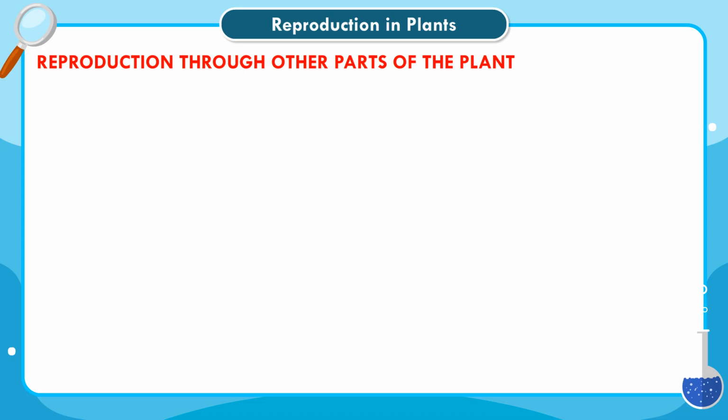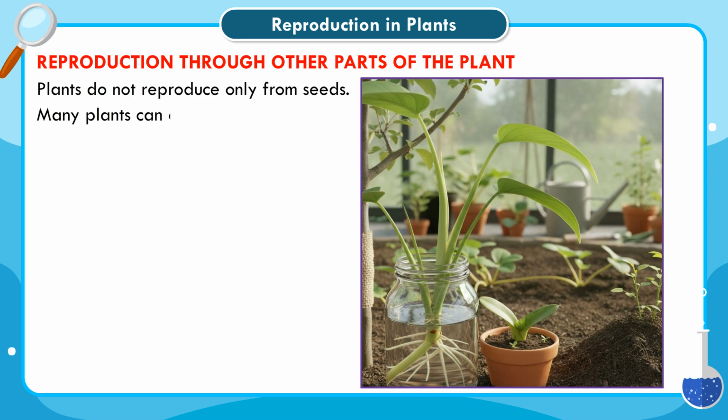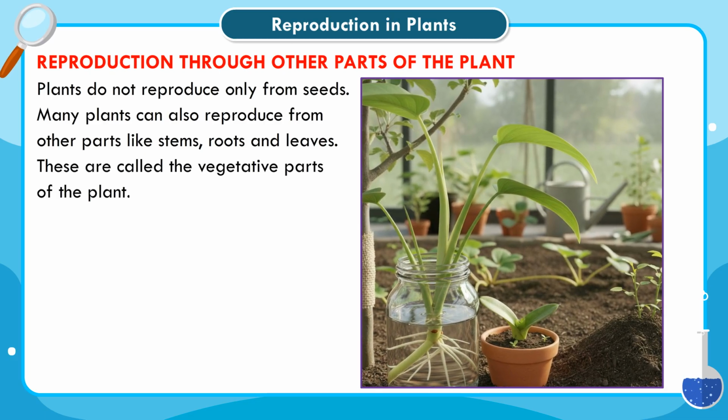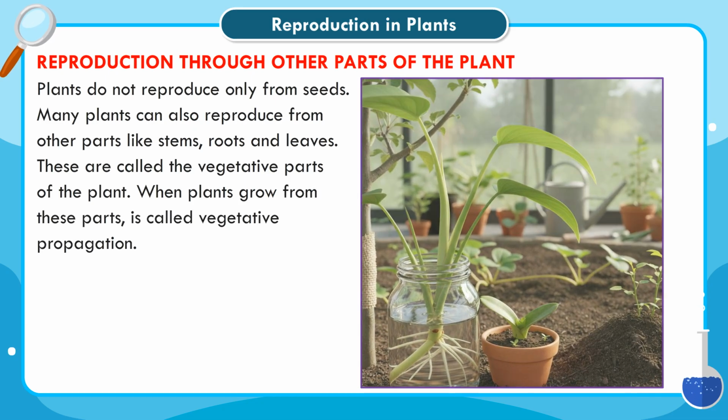Reproduction through other parts of the plant. Plants do not reproduce only from seeds. Many plants can also reproduce from other parts like stems, roots and leaves. These are called the vegetative parts of the plant. When plants grow from these parts, it is called vegetative propagation.